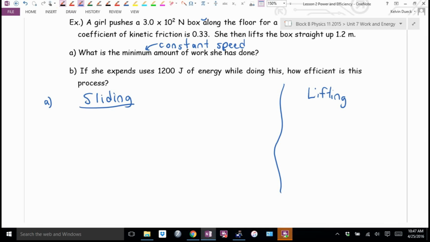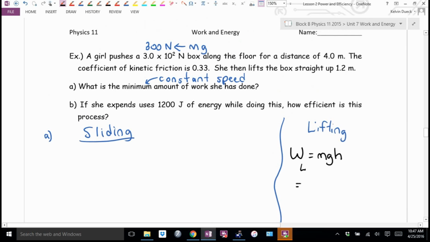In fact, the lifting part is so easy. Let's do the work for lifting. How about W with a little L, and I'll do W with a little S for sliding in my high-tech system. Because lifting, isn't it always just gravity times the height? Brett, how big is mg in this question? It's so easy that it's tough.